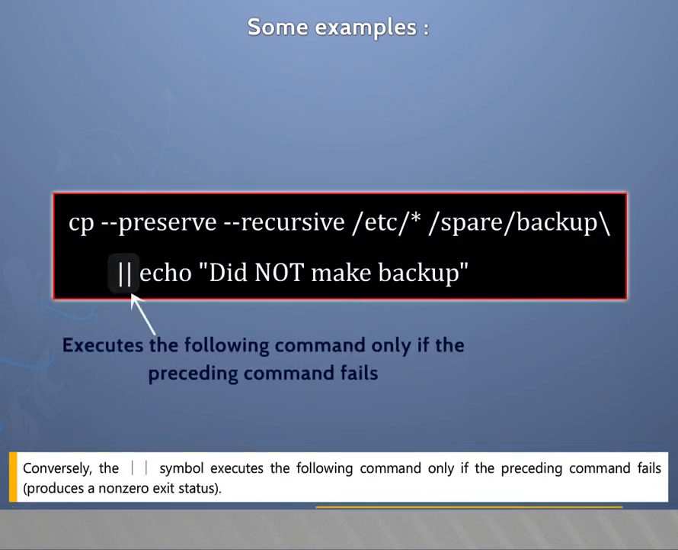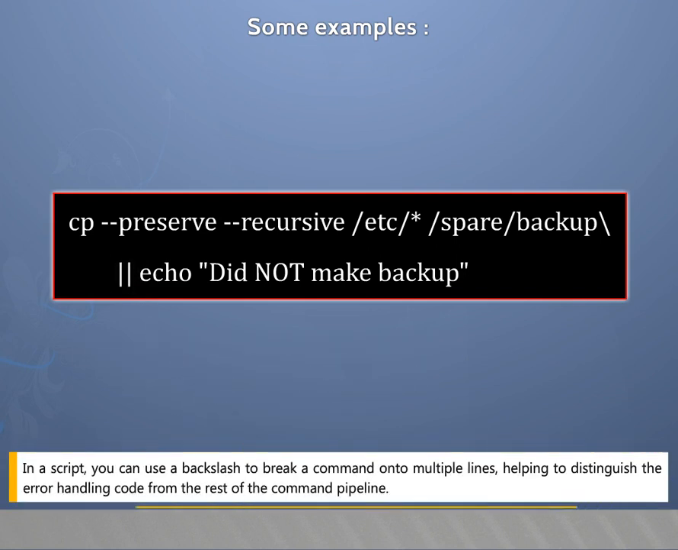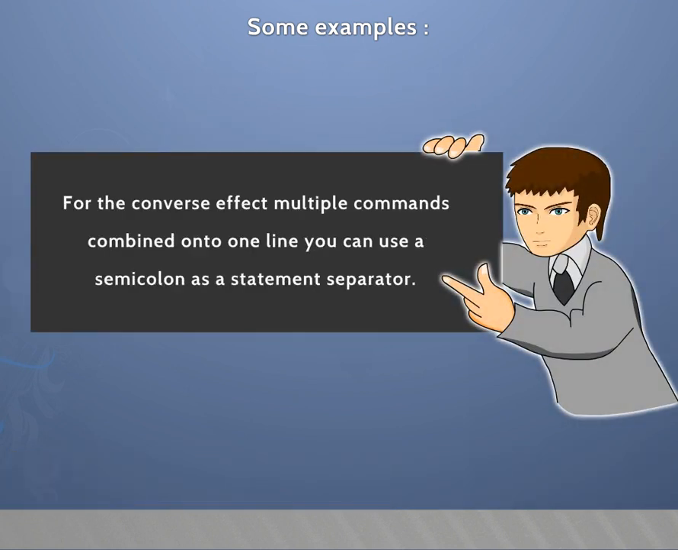Conversely, the double bar symbol executes the following command only if the preceding command fails, that is, produces a non-zero exit status. In a script, you can use a backslash to break a command onto multiple lines, helping to distinguish the error handling code from the rest of the command pipeline. For the converse effect, multiple commands combined onto one line, you can use a semicolon as a statement separator with even more clarity.